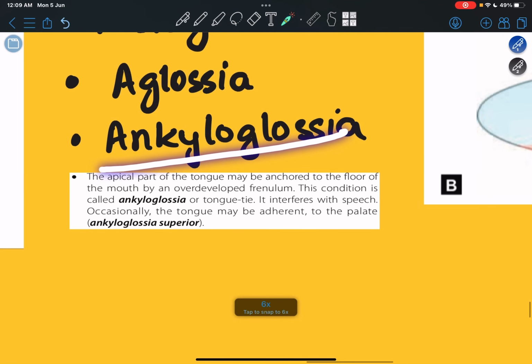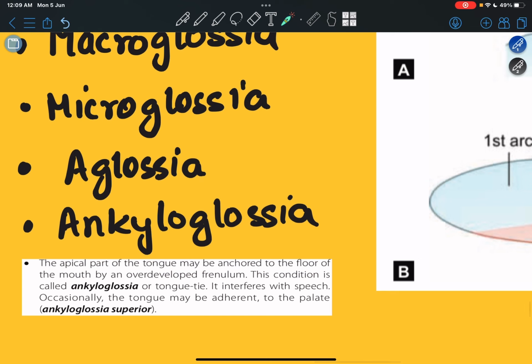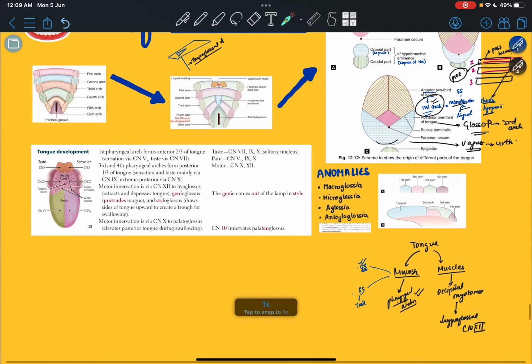What is ankyloglossia? The apical part of the tongue may be anchored to the floor of the mouth by an overdeveloped frenulum. So laterally, if this is the tongue, the frenulum is supposed to be here, but if it's developed more, it will be very widespread. So the apical part of the tongue will be anchored to the floor, and that is called ankyloglossia or tongue tie, and you obviously can't speak properly. So that is ankyloglossia. If the tongue is adherent to the palate instead of the floor, it is called ankyloglossia superior.